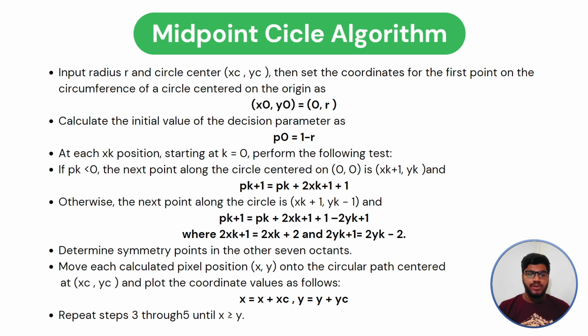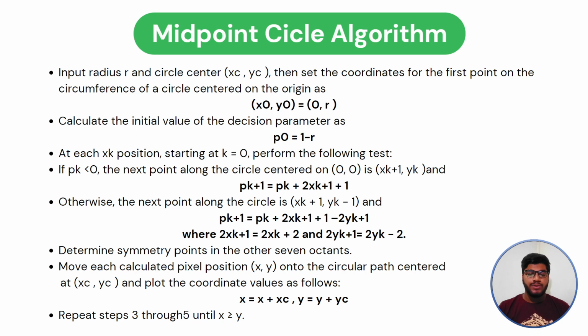If pk is less than 0, the next point along the circle centered on (0, 0) is (xk+1, yk), and pk+1 = pk + 2xk+1 + 1. Otherwise, the next point along the circle is (xk+1, yk − 1), and pk+1 = pk + 2xk+1 + 1 − 2yk+1, where 2xk+1 is represented as 2xk + 2 and 2yk+1 is represented as 2yk − 2.